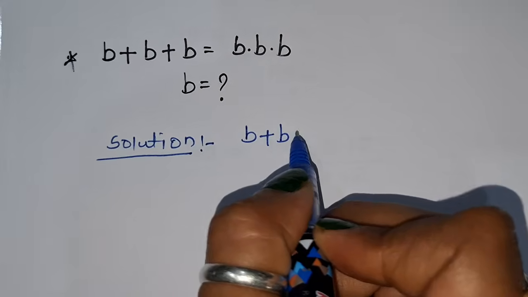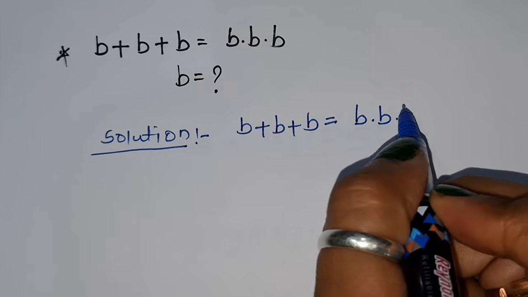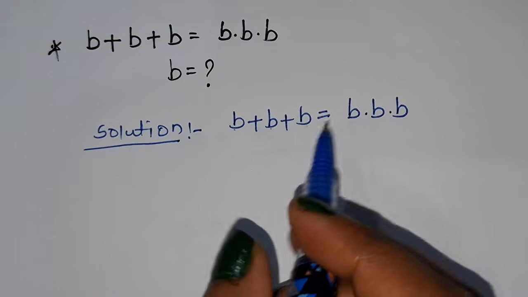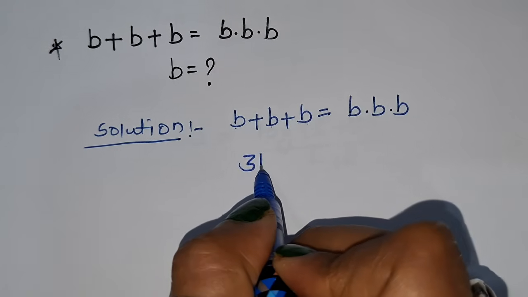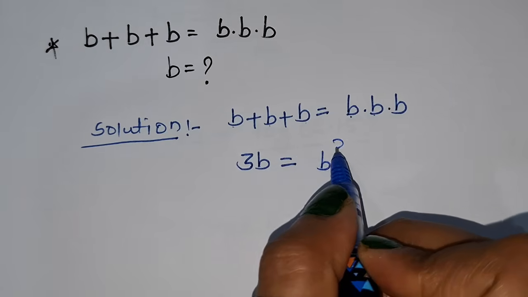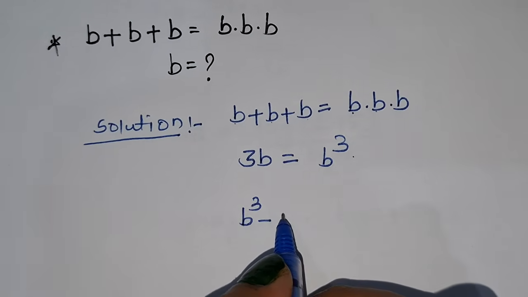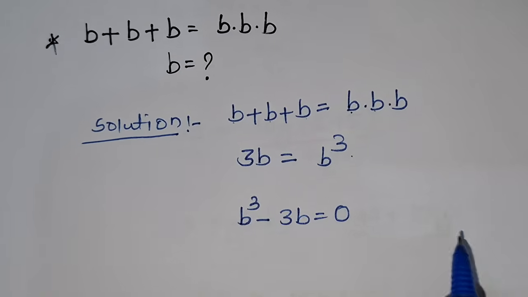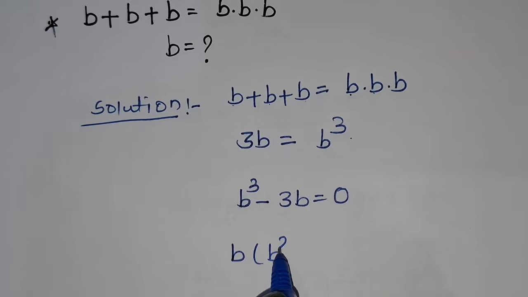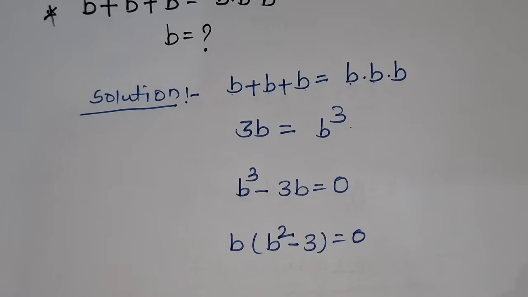b plus b plus b is equal to b times b times b, right? So we can write here b plus b plus b is 3b. 3b is equal to b times b times b, which is b cube. So we can write b cube minus 3b is equal to 0. Now we can take b common, so it will become b times (b square minus 3) is equal to 0.